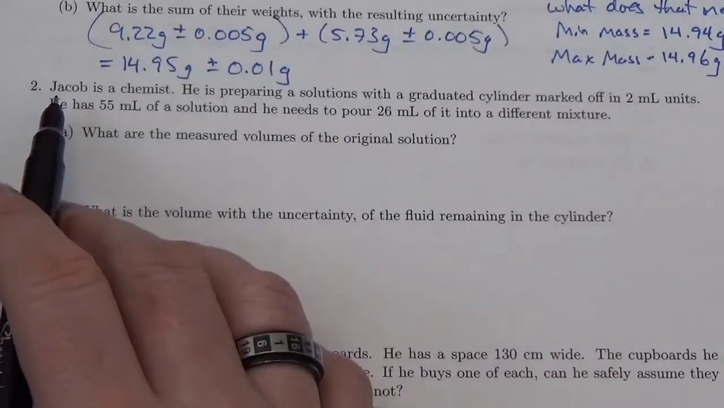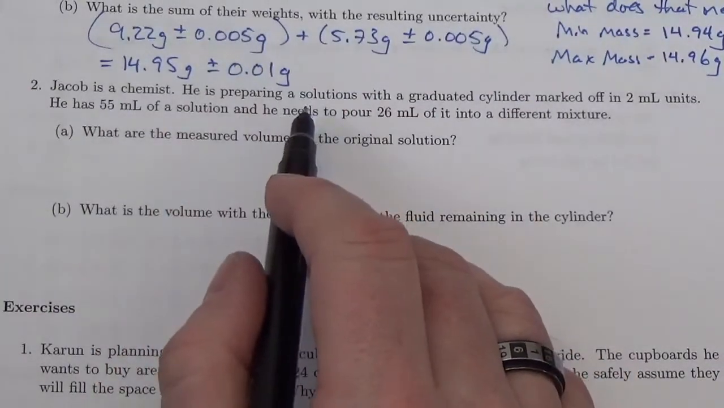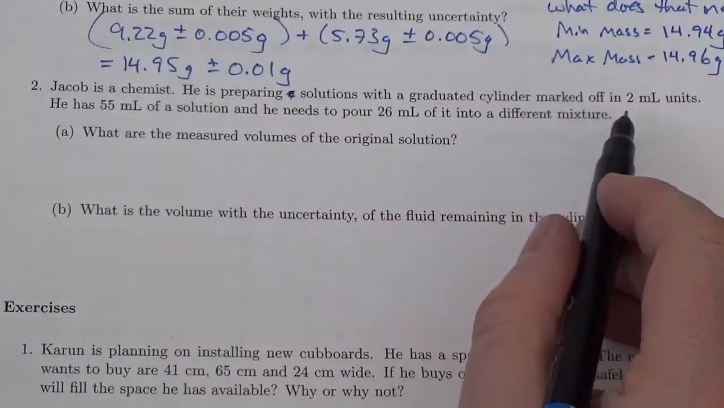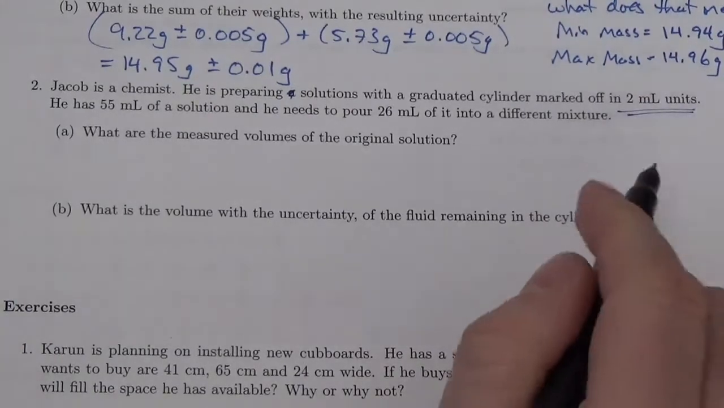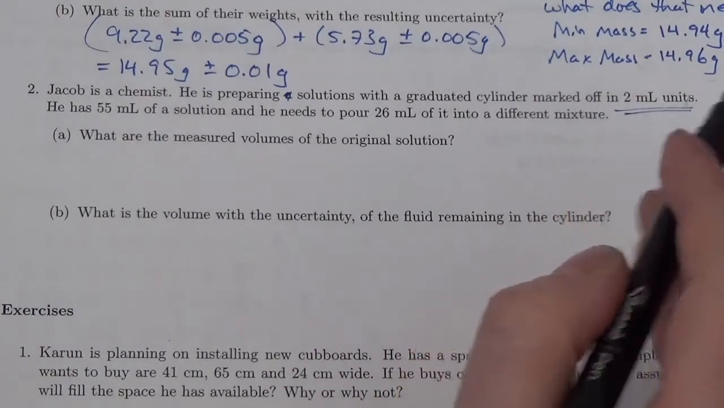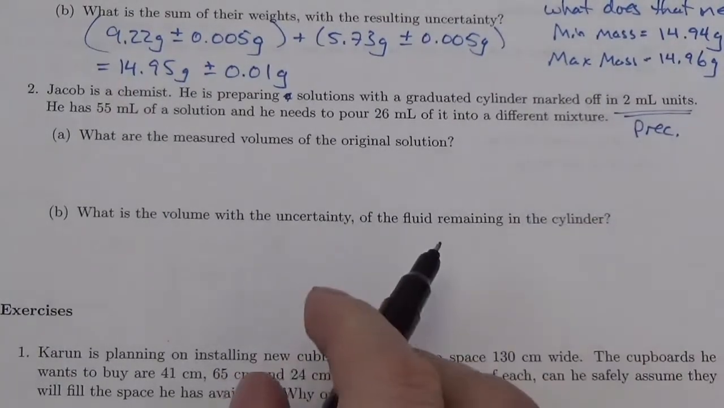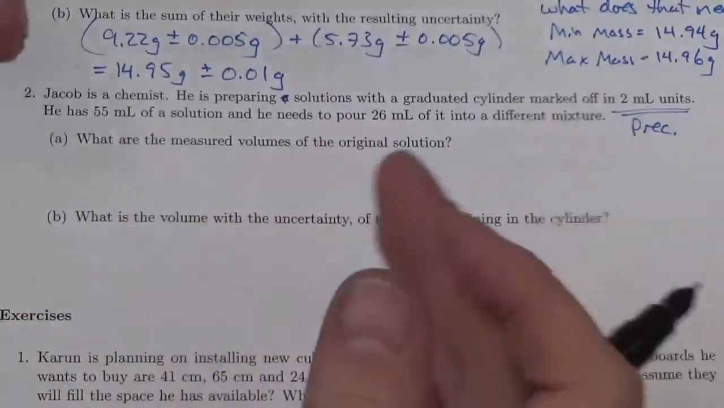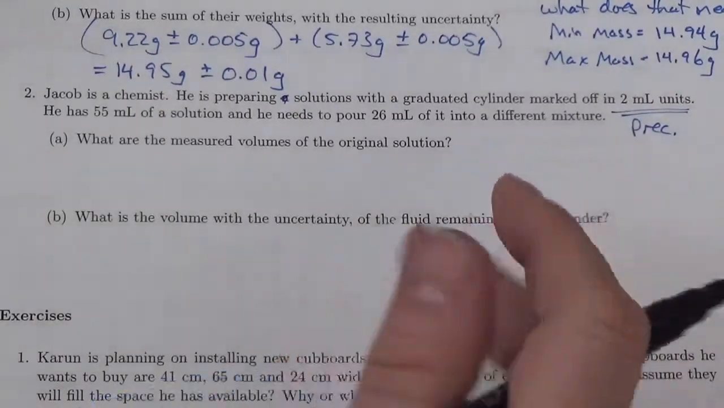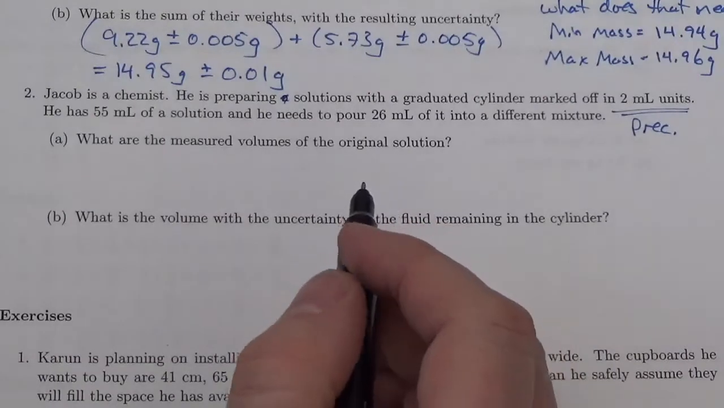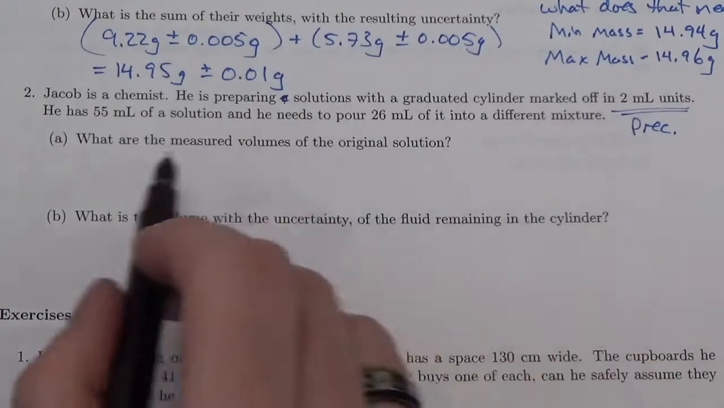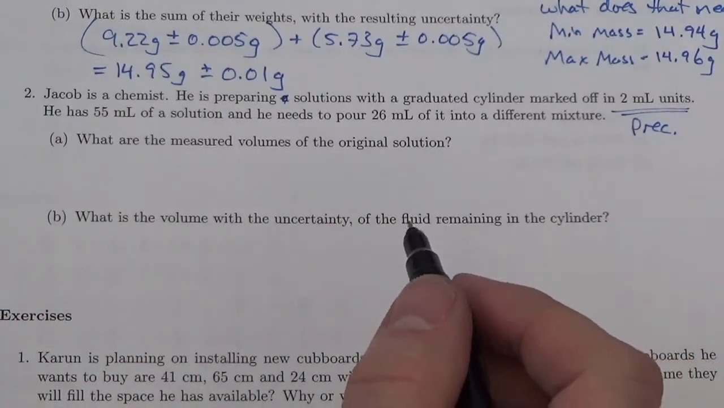Okay, so in this question we read that Jacob is a chemist. He's preparing solutions with a graduated cylinder marked off in 2 milliliter units. I'm telling you that the smallest demarcation on that cylinder is 2 milliliters. That is my precision. In the previous question, I wasn't told what that was. I had to kind of guess based on the numbers that I was given, but here I'm told. He has 55 milliliters of a solution and needs to pour 26 milliliters of it into a different mixture. What are the measured volumes of the original solution?